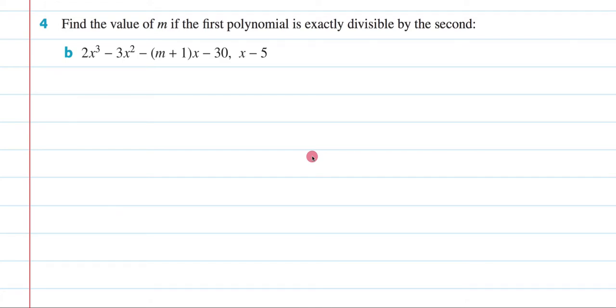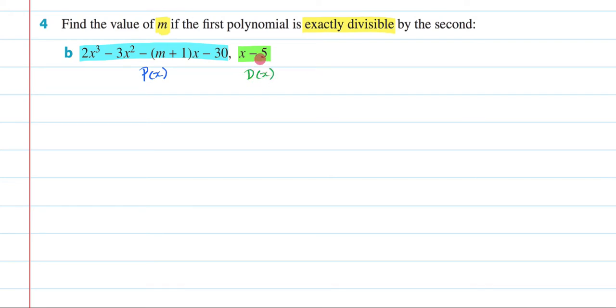We are going through exercise 6c, question 4b, which says find the value of m if the first polynomial is exactly divisible by the second. So let's really break down what they've given us here. We're told that this one right here, which is our dividend, is represented by p of x, and we have a second one right here, x minus 5, which represents our divisor, d of x.